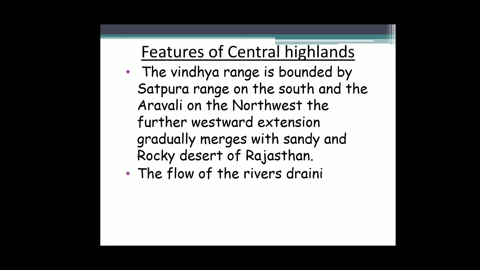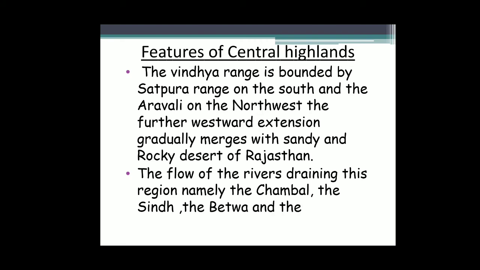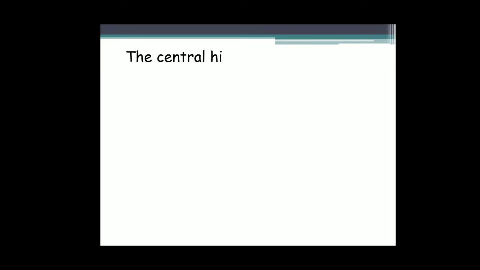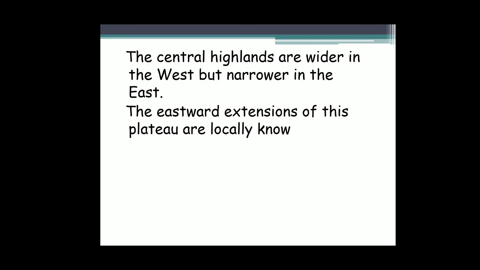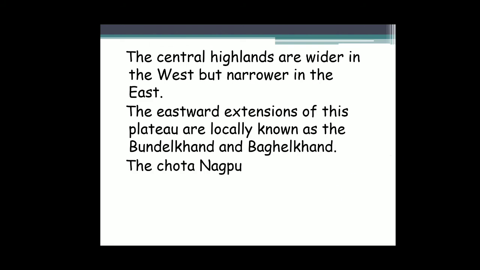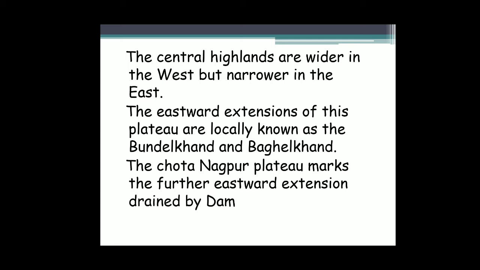The rivers draining this region are the Chambal, the Sindh, the Betwa, and the Ken. The Central Highlands are wider in the west but narrower in the east. The eastward extensions of this plateau are locally known as the Bundelkhand and Baghelkhand. The Chota Nagpur Plateau marks the further eastward extension, drained by the Damodar River. So these are all the features of the Central Highland.